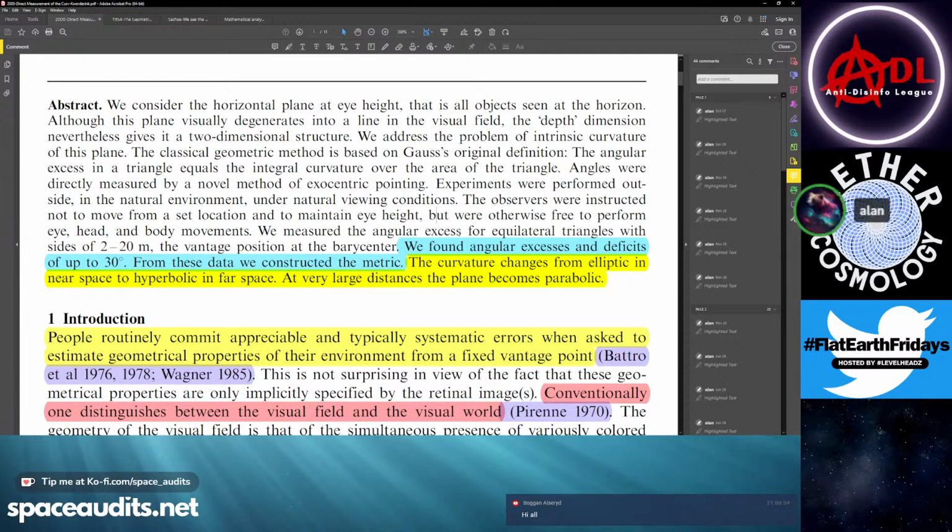We measured the angular excess for equilateral triangles with sides of 2 to 20 meters, the vantage position at the barycenter. We found angular excesses and deficits of up to 30 degrees. From the data, we constructed the metric. The curvature changes from elliptic in the near space to hyperbolic in the far space. At very large distances, the plane becomes parabolic.